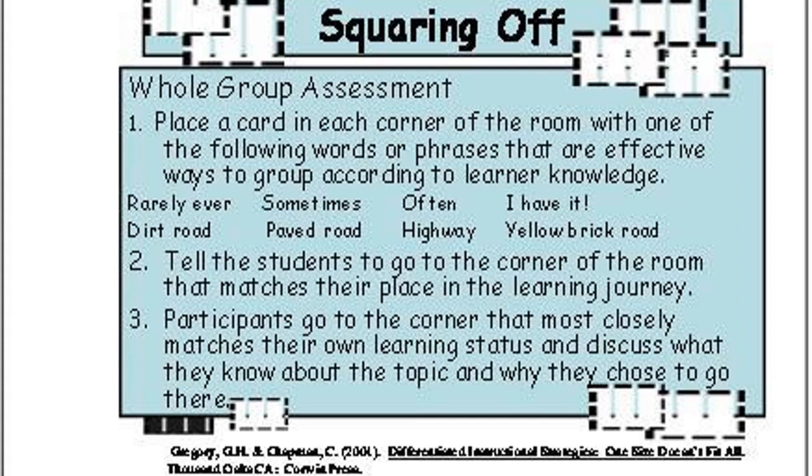Here is another example of an informal assessment called squaring off. What you would do is place a card in each corner of the room, which would have the varying degrees of understanding, whether it's rarely ever, or whether they have it, or whatever. You put those in the corners, and then you list off something, or explain something that they're going to be learning, and you ask them to go to certain corners based upon what they feel their level of understanding is.